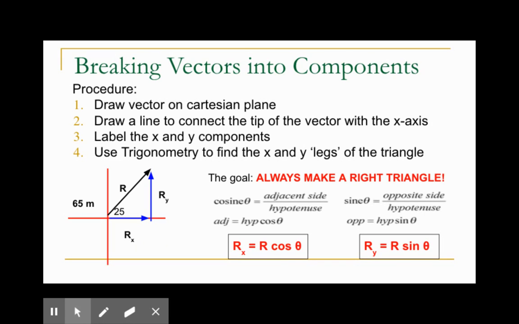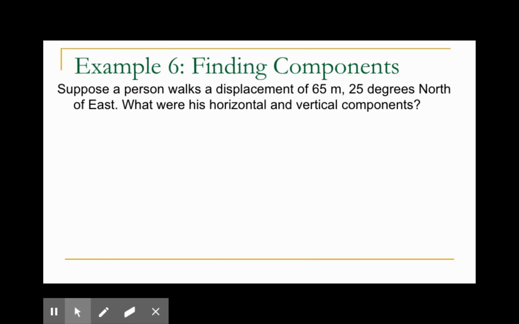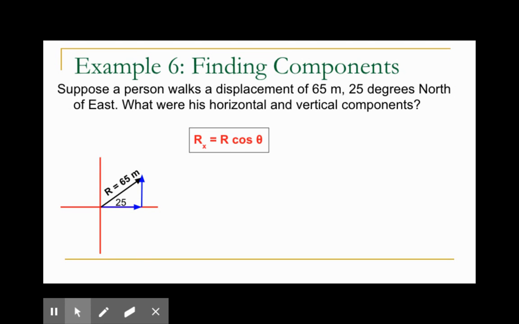Okay, so please take a minute and add these to your note card. Okay, and to continue on with the example that we looked at, we're now going to take those values of 65 meters at an angle of 25 degrees, and we're going to find, using those equations, the x and the y components.